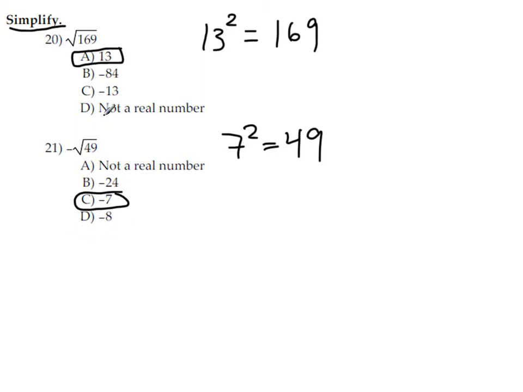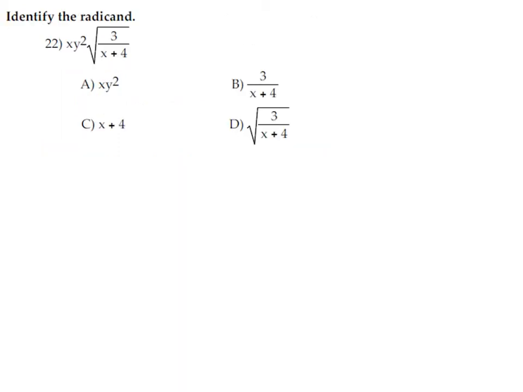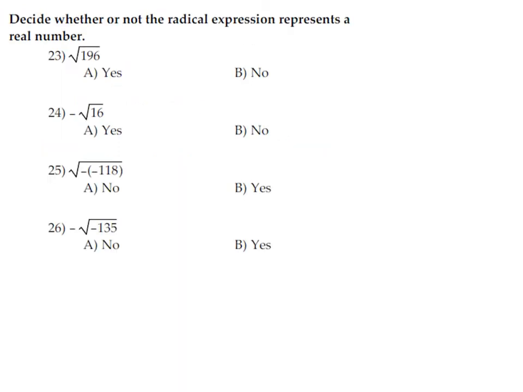Alright, now you might be getting a little worried about that "not a real number" option. Let me cheat real quick, and I'm going to skip the previous question, and talk about that option when it's not a real answer. We have to decide whether or not the radical expression represents a real number. That is completely dependent on the radicand. So you look at the radicand. If the radicand's positive, then it works. If the radicand is negative, then it doesn't.